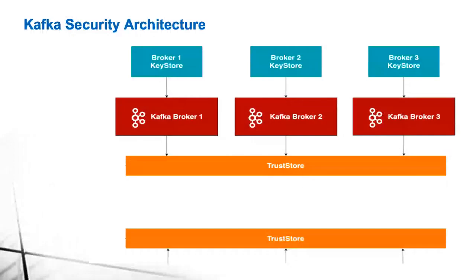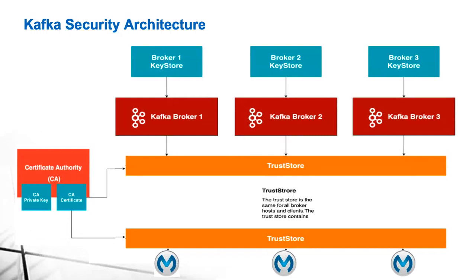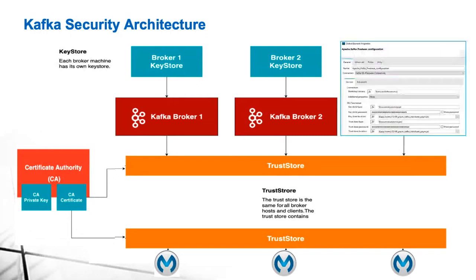And each broker has its own key store, but they share the same trust store. And with that environment, then the certificate authority and the CA, the private and the public key, can be shared that way. So the Mule applications can have the same trust store as the broker, and then they can leverage that as they link into the systems. So the trust store is the same for the brokers, all the clients being held. Each broker has its own machine. I'm showing you a little screen here where if I change it to SSL producer, I now get the key store and trust store settings where I can put those values into the connector.